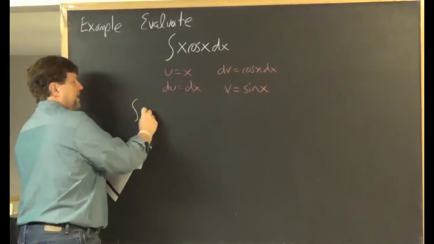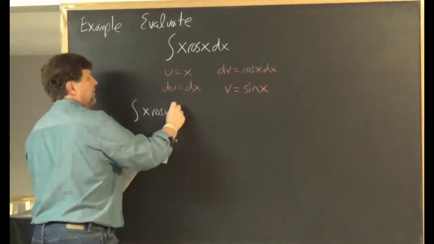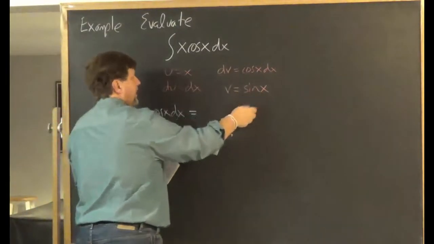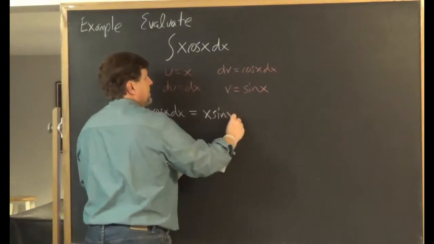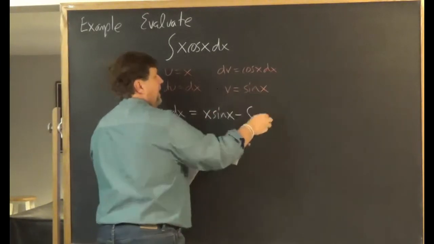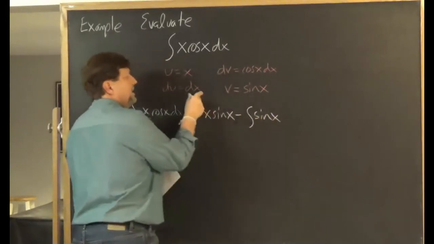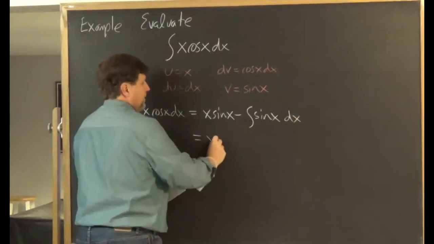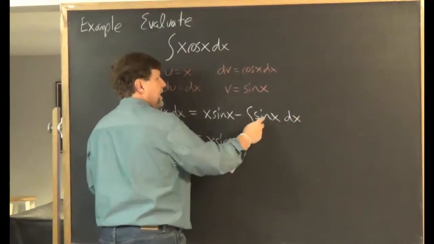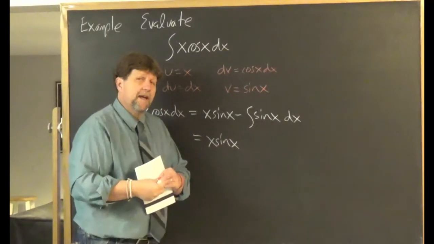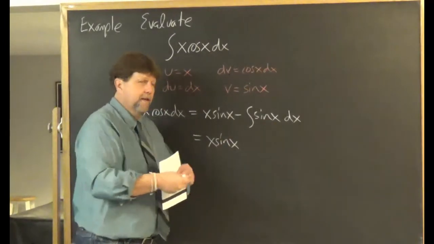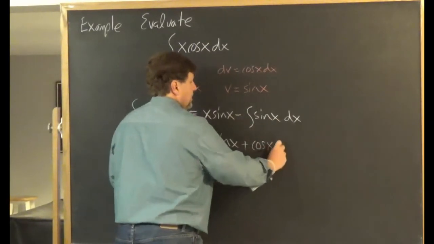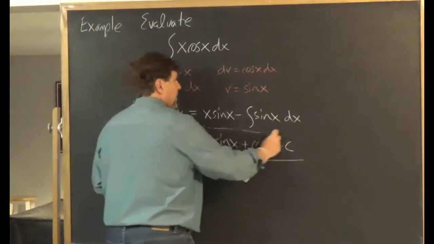So I write down the original integral. I crank it through integration by parts. u times v minus the integral of v du. And to finish it off, the antiderivative of sine is negative cosine. So I'd have minus a negative. I'll make that plus. And that's all there is to it.